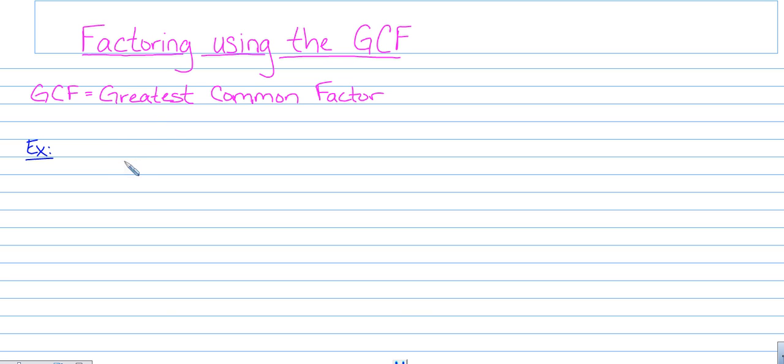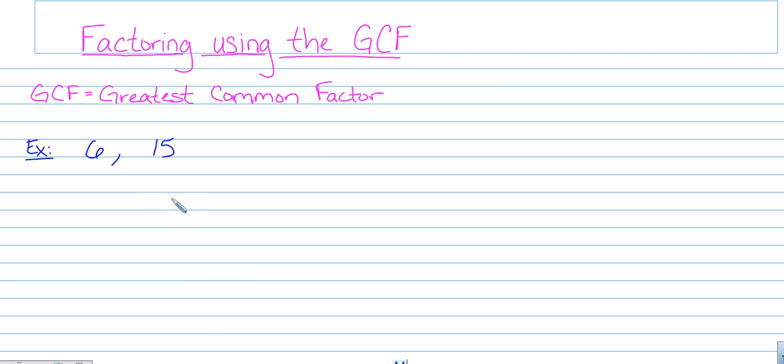Today we're going to be talking about factoring the greatest common factor. Greatest common factor is also known as the GCF. And so our first example is, how do you really do that with just numbers? And so let's take the number 6 and the number 15.